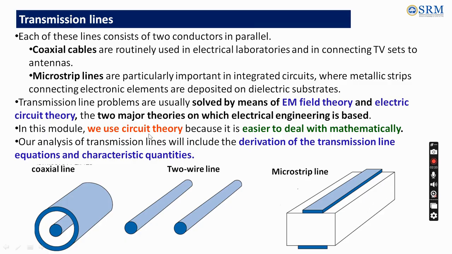Transmission line problems we generally solve by means of electromagnetic field theory and electric circuit theory. These are the two major theories on which electrical engineering is based. In this module, we are not going to focus on the EM field theory. We are going to use circuit theory because it is easy to deal with mathematically. Our analysis of transmission lines will include the derivation of transmission line equations and the characteristic quantities.